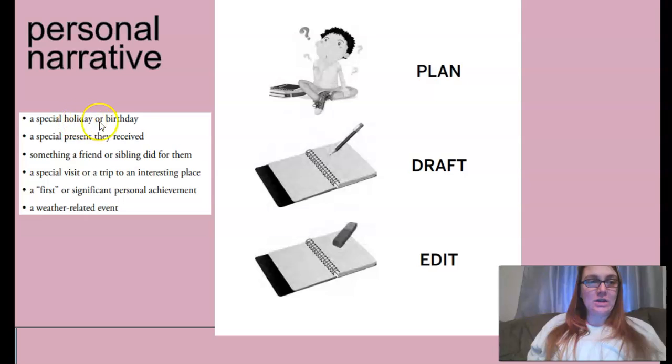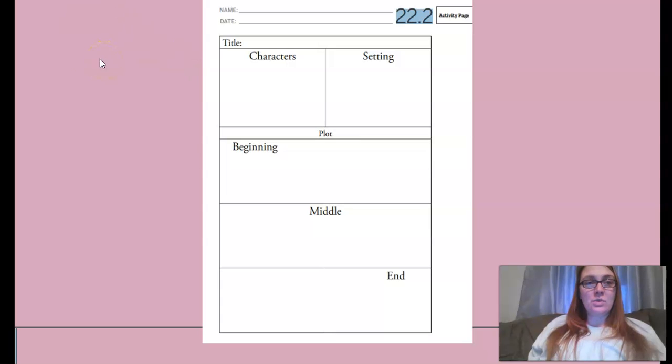So such as a special holiday or birthday, a special present you may have received, something a friend or a sibling did for you, a special visit or a trip to an interesting place, a first or significant personal achievement, or a weather-related event, right? So you might be thinking, oh, maybe I had a really special birthday and we did this. A special present you got that you really loved, something someone did for you, maybe you went somewhere really cool. Those are all ideas that you would share in a personal narrative. And again, we're going to use 22.2.